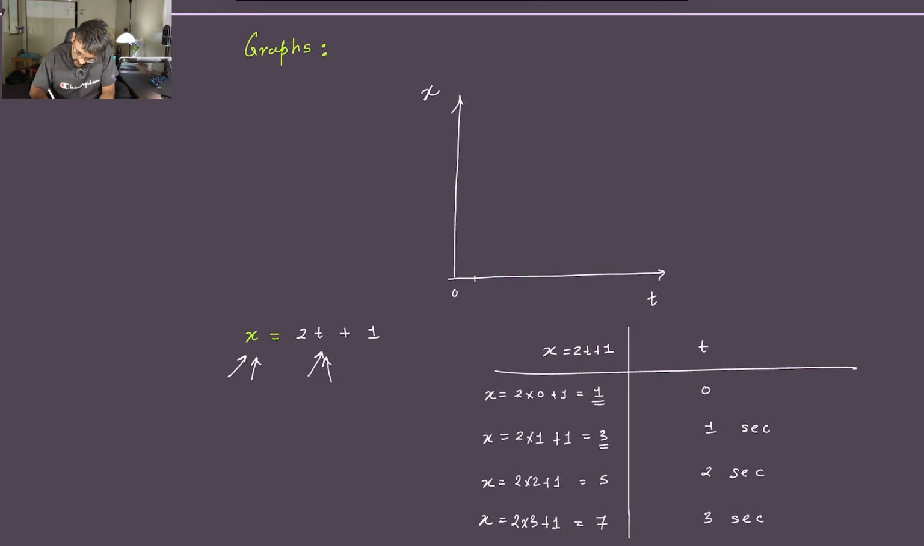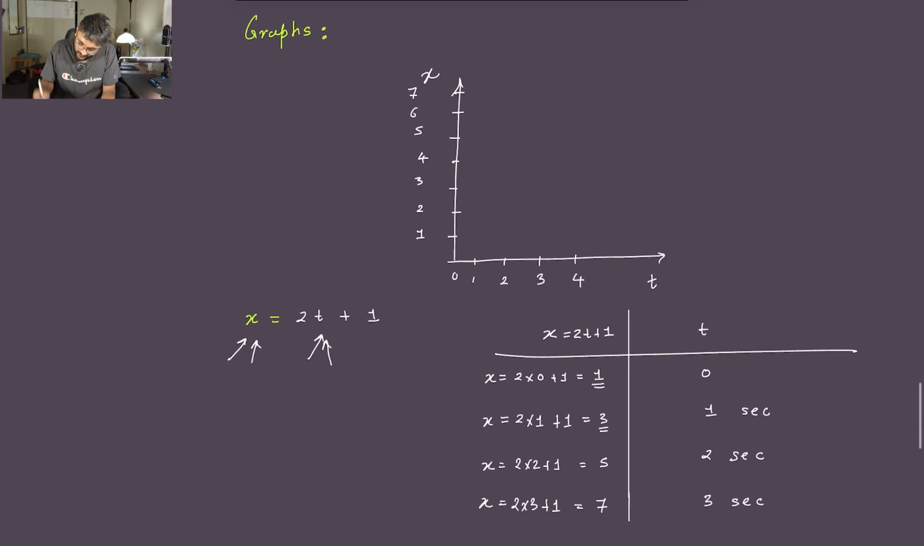So t equals 0 is here, 1 second is here, 2 is here, 3, 4, we don't need any more. And on x, let's say this is 1, 2, 3, 4, 6, let's say this is 7. So at t equals 0, x equals 1.